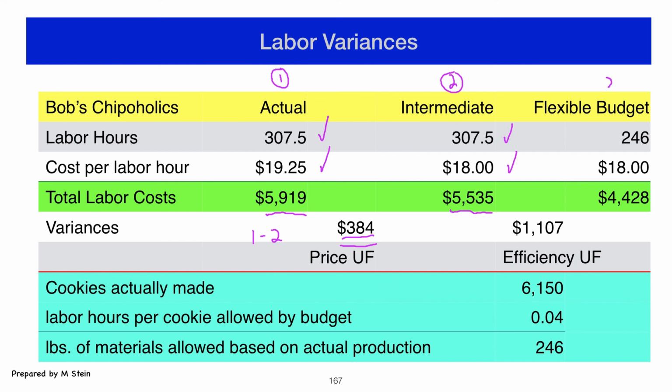To calculate column 3, the flexible budget, we need to take the number of cookies times the amount of labor per cookie. Given that 6,150 cookies were made, 246 labor hours should have been used. 246 times 18 is 4,428, and if we take column 2 and compare that with column 3, so column 2 minus column 3, we see an unfavorable efficiency variance of $1,107.